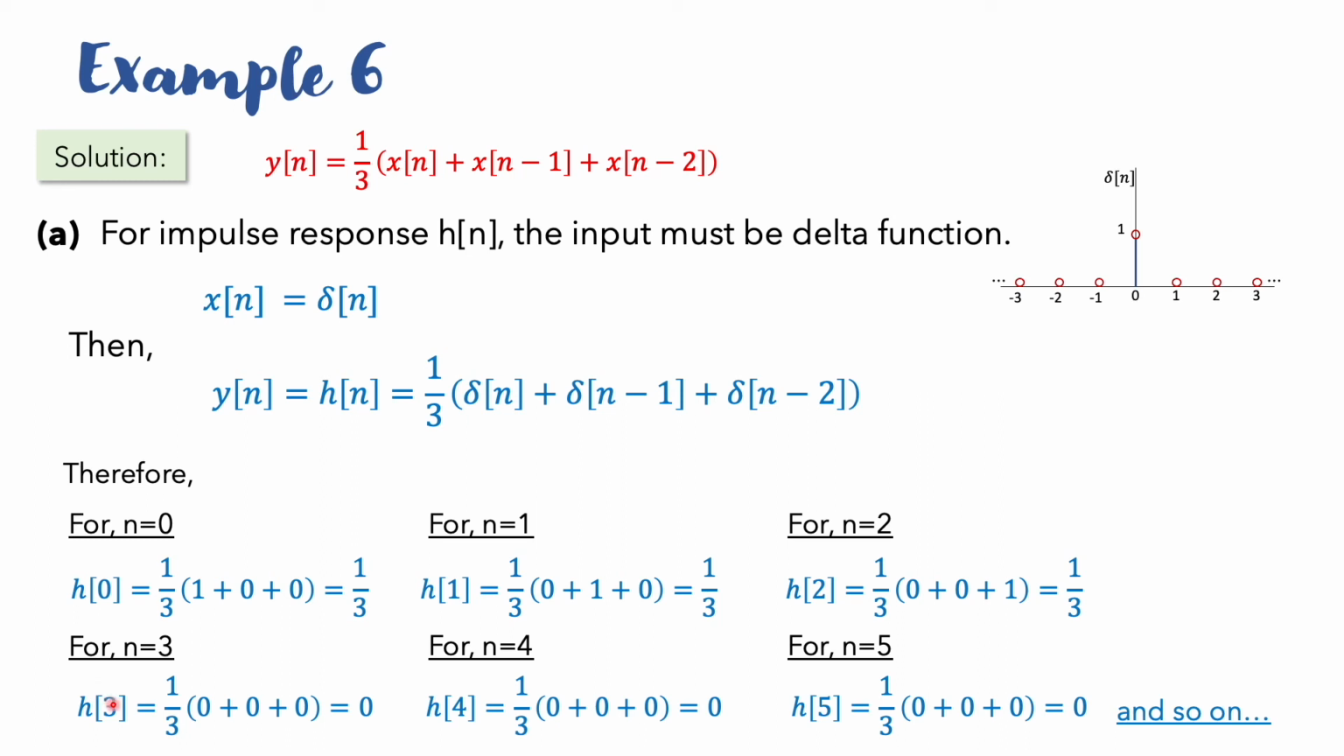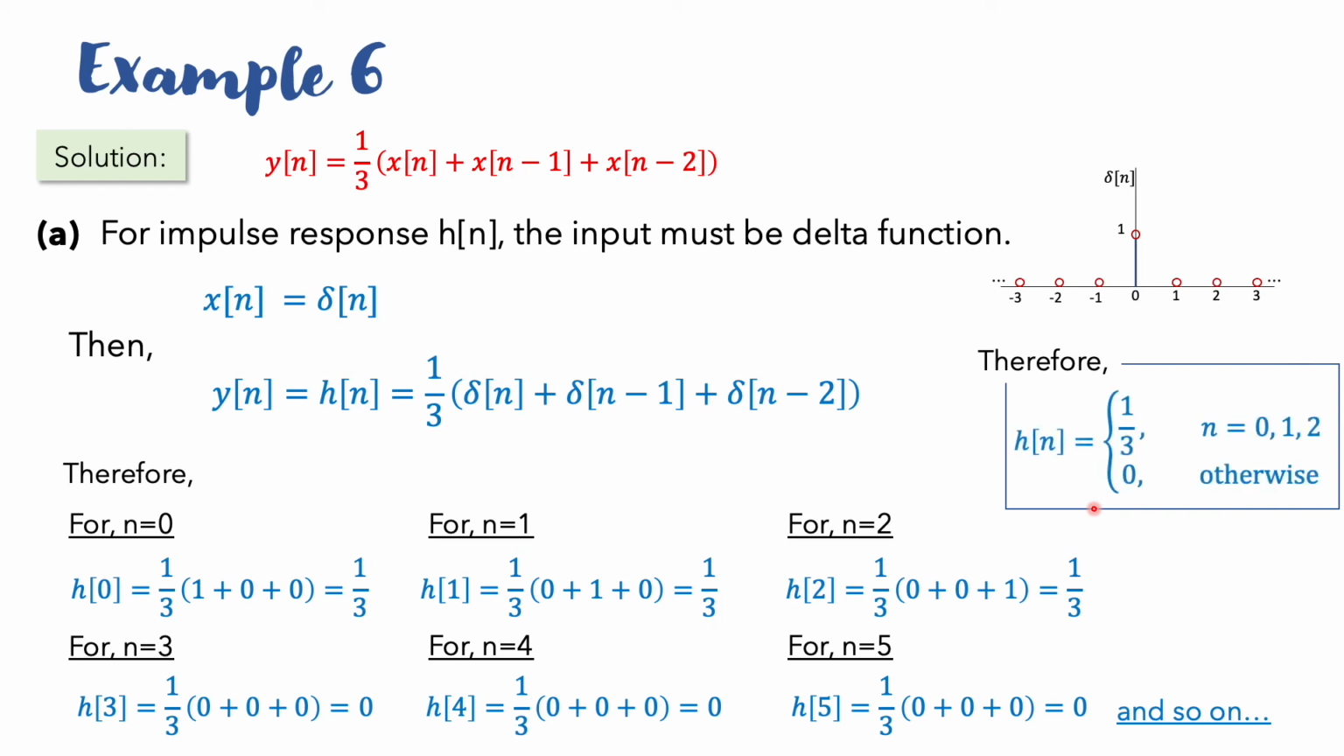Why? Because none of these after n equal to 2 contains delta of 0. So delta of 0 remains at 1 and all others are at 0. Therefore our output, or the impulse response of this system, will be 1 over 3 for n equal to 0, 1 and 2, and it will be 0 for all other samples.